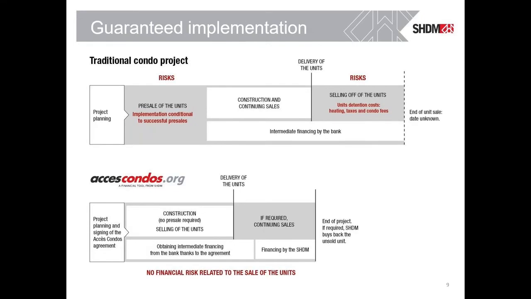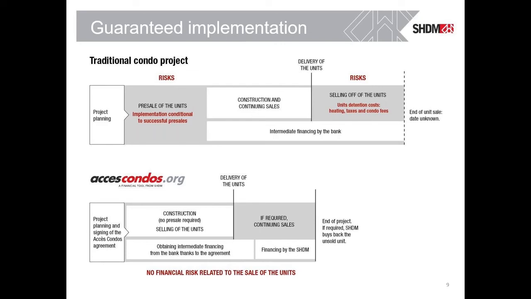This is a comparison between a traditional condo project and an Accès Condo project. The main difference between the two models is that we do not require the pre-sales of the units of a traditional project, because we take the risk of the sales. All the units are pre-sold, so this period of time is removed, and the other part, at the end of the traditional condo project, is the detention cost of the units.